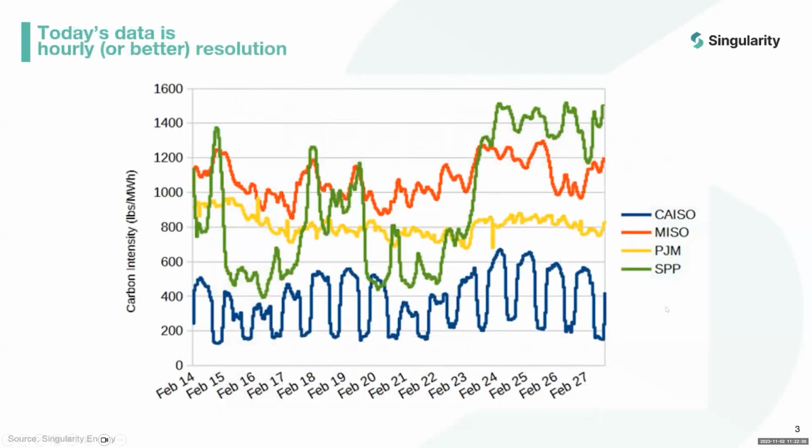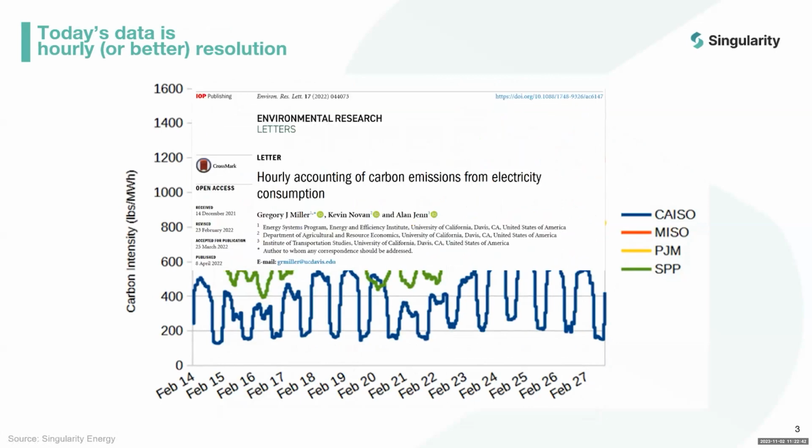And so today's data that is available is now hourly or better resolution data, and it helps provide insight into what times of day or which seasons are cleaner or dirtier on the grid. And I'll point out too that some of the research that helped explain the value of this hourly data was actually done here at UC Davis as well.